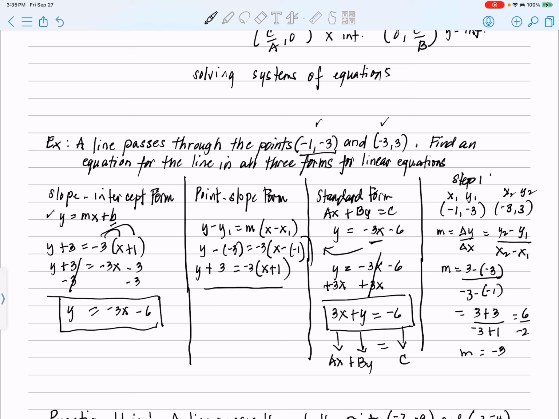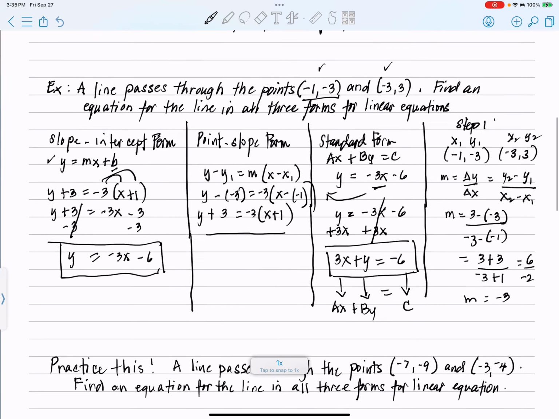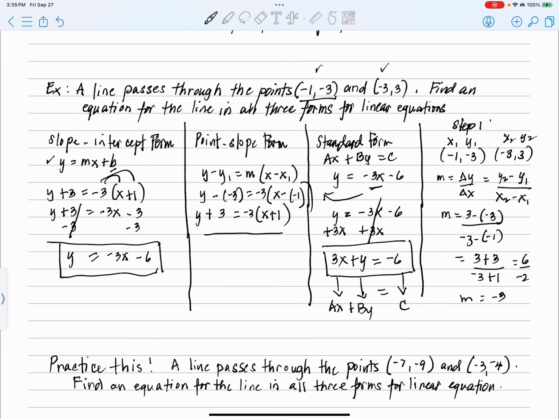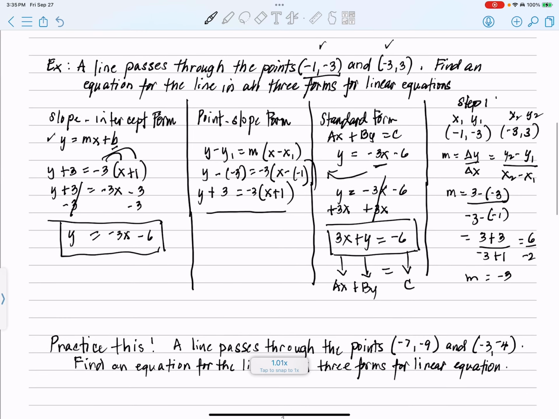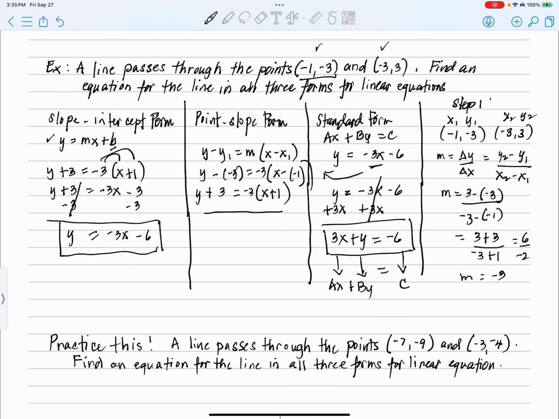All right. So, I want you to do some practice. Practice this problem. And then I will go back to you and solve this problem with you in my next video. Let's see if you got it correctly. See you in my next video.